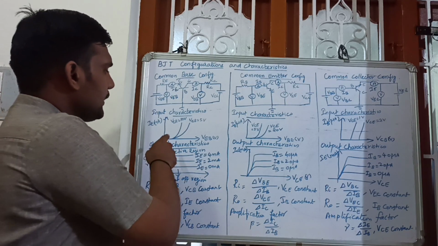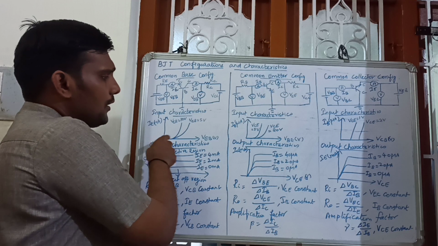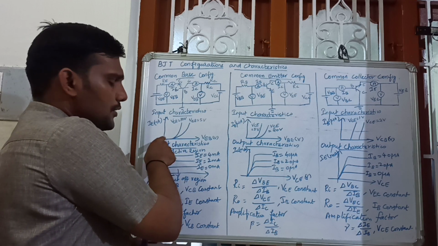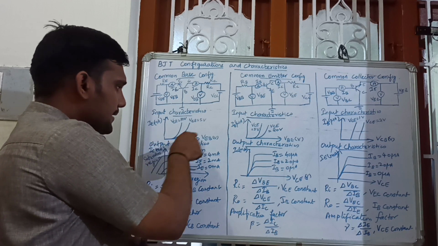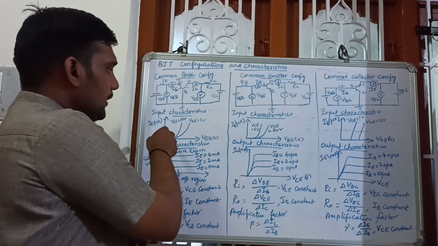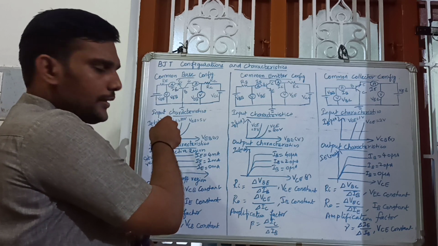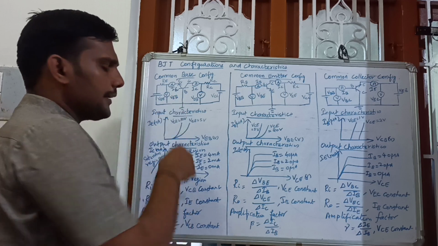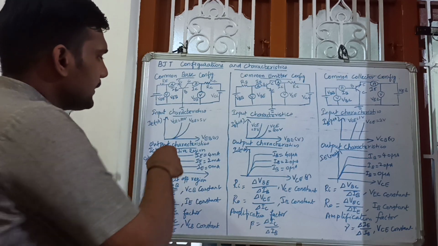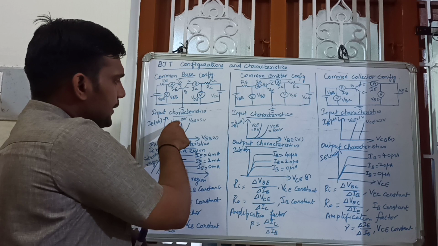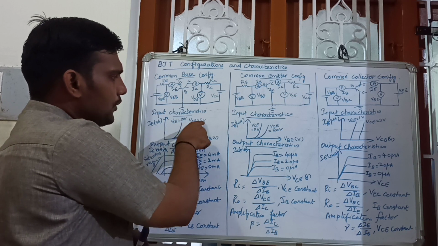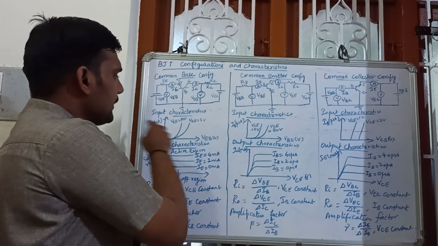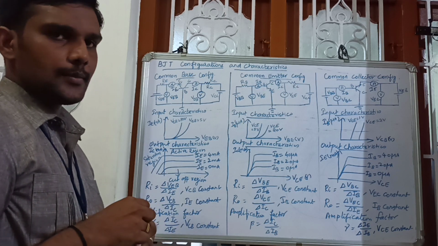See here. Initially, if you are increasing VEB, there is no flow of current. If you are increasing VEB further, after reaching the cut-in voltage, the emitter current increases. So here for VCB equal to 10 volt and VCB equal to 5 volt, for these two values, the input characteristics are plotted.